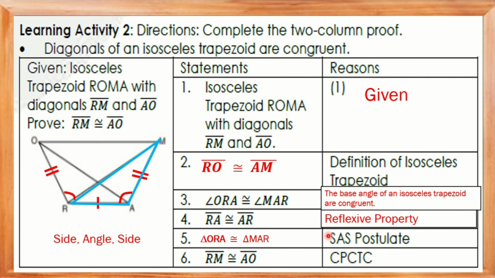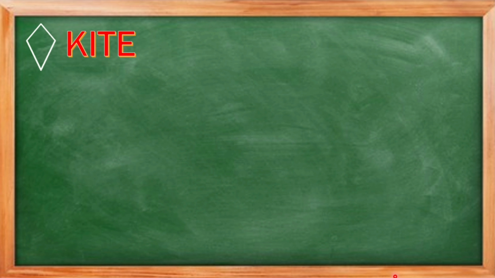Huwag kakalimutan kapag dating sa mga SAS postulate, SSS postulate, triangle ang tinutukoy doon. So huwag kakalimutan na ilagay yung triangle dito sa unahan. Number 6 naman, we can say that diagonal RM is congruent to diagonal AO by CPCTC, or corresponding parts of congruent triangles are congruent. Dahil napatunayan natin kanina, dalawang triangle na ito ay congruent. So, ibig sabihin, yung kanyang mga corresponding parts din ay congruent, which is yung RM at saka yung AO. Okay, next.